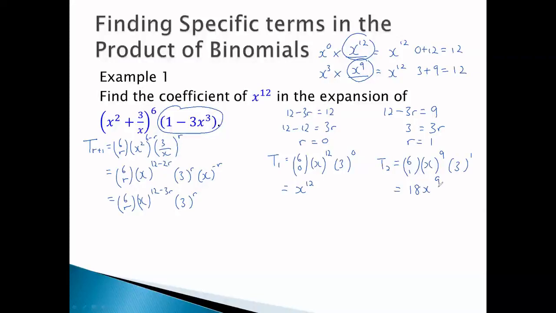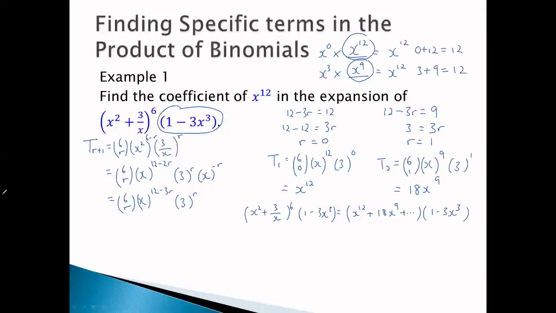So now I have these two terms. I can do my expansion to find the x to the power 12 term. So I can simply write (x squared plus 3 over x) to the power 6 times (1 minus 3x cubed) equals, these two terms are part of the expansion, right? x to the power 12 plus 18x to the power 9, and I don't have to care about the rest of the terms, so I just put plus dot dot dot, times the second expression, 1 minus 3x cubed.